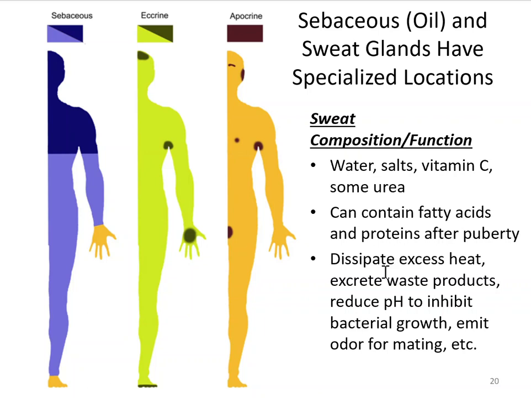So functions of sweat: dissipate excess heat through evaporative cooling, to excrete waste products, for example, urea. And also it helps reduce the pH on the surface of your skin, which will help inhibit bacterial growth. Some of the emissions, say like the fatty acids and proteins, can result in the odor production, which would be responsible for mating purposes, or could be. And there's more, but we'll kind of leave it at that.